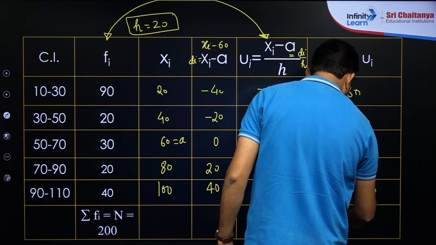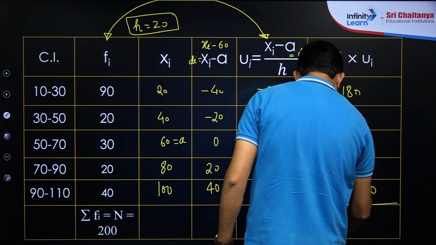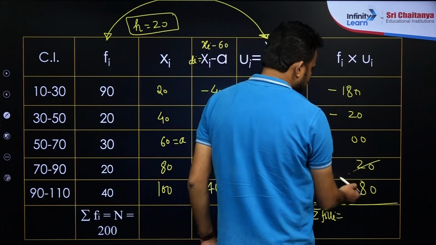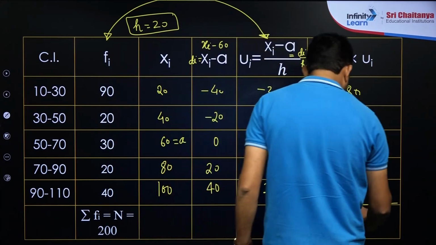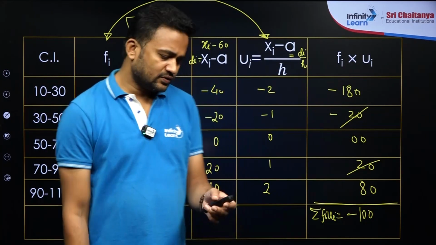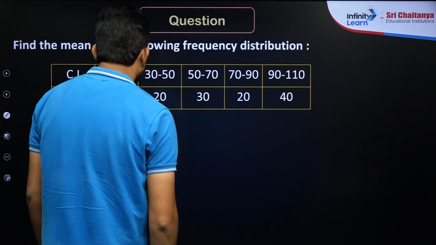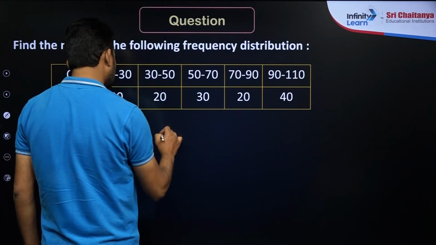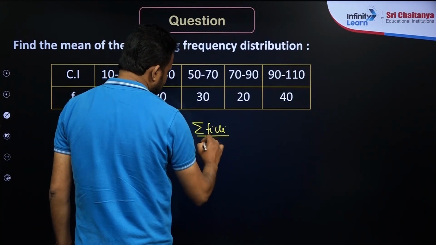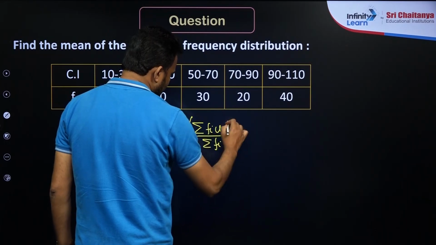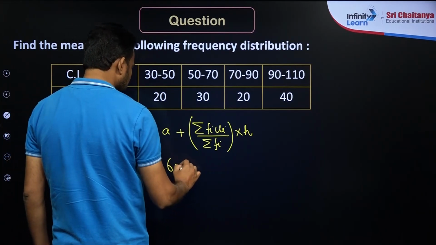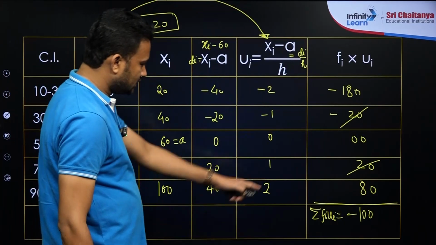Let us find summation of fi ui, right? So this minus 20 plus 20 get cancelled out. So minus 180 plus 80 is minus 100. Okay. Now use the formula. What is the formula, guys? So the formula is x bar is equal to a plus summation of fi ui divided by summation of fi into h. So x bar is, what is a? a is 60. What is summation of fi ui? That is minus 100.